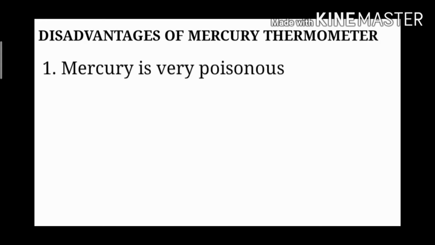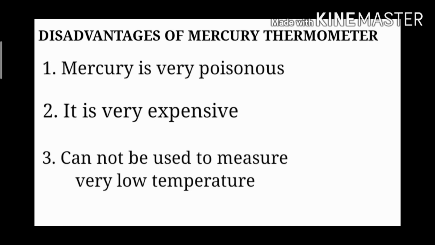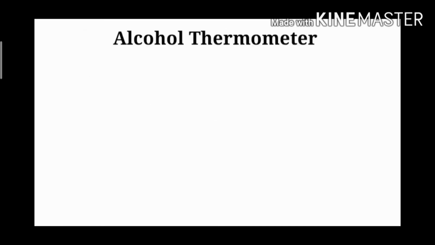Disadvantages are: mercury is very poisonous and very expensive, and we cannot measure temperatures lower than minus 39 degrees, and it is very difficult to dispose of if the thermometer breaks.